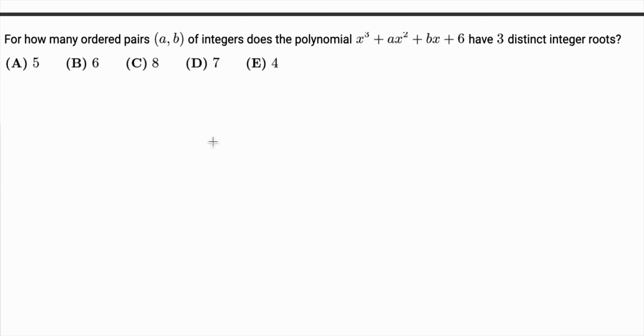This problem looks a lot harder than it actually is. We basically want to find the number of ordered pairs a, b, where a and b are integers, such that this polynomial has three distinct integer roots. And so let's just look at what the polynomial actually means.